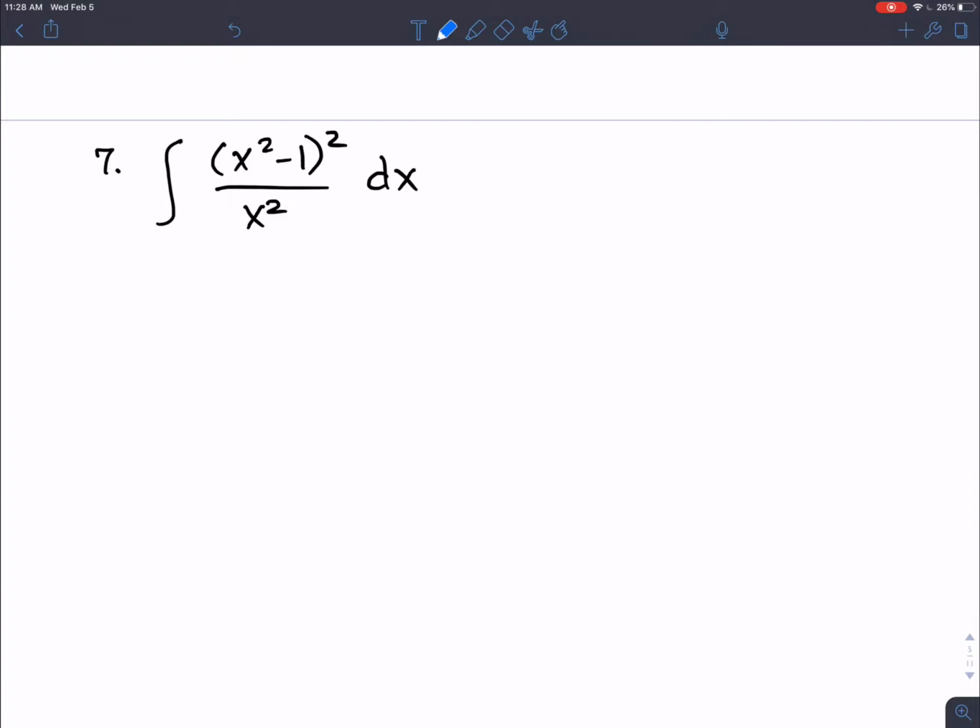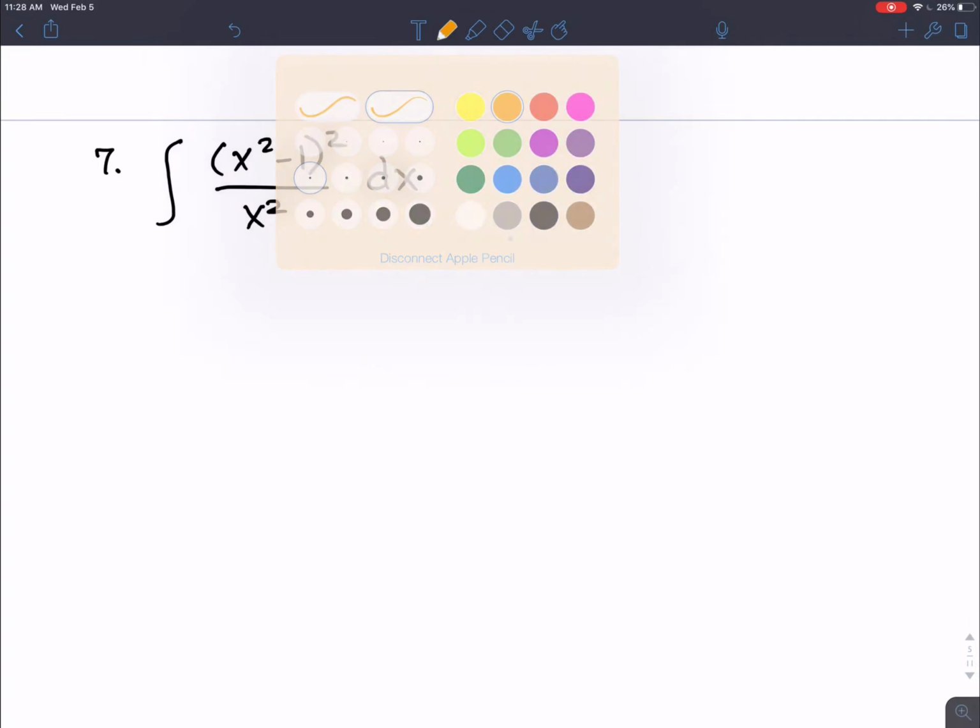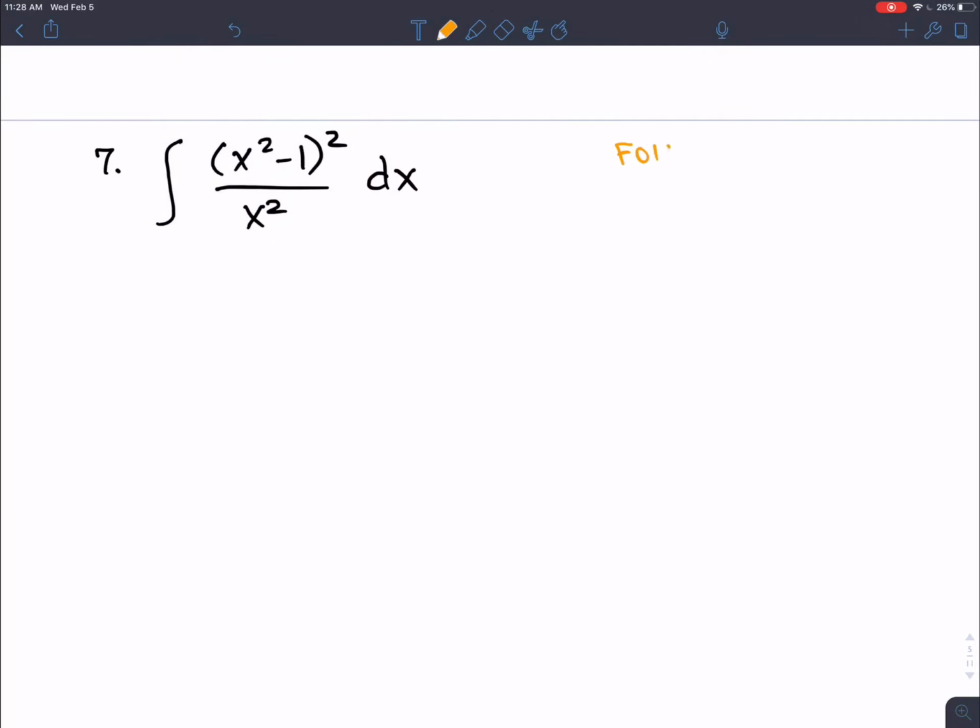For this one, because it doesn't look like it fits the format of any of our integration rules, our common integrals, we're going to do as much as we can algebraically. So the first thing I'm going to do off to the side is FOIL that out and simplify. So x squared minus 1 times x squared minus 1, distribute that out.